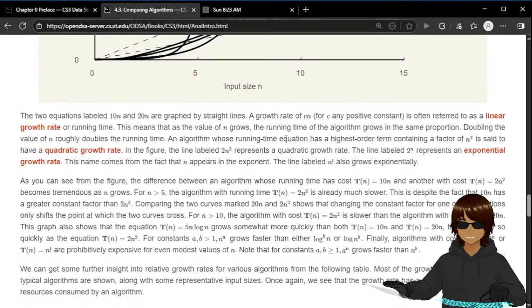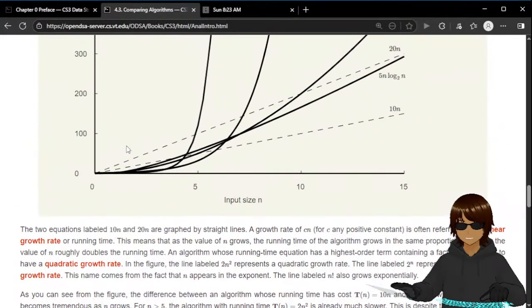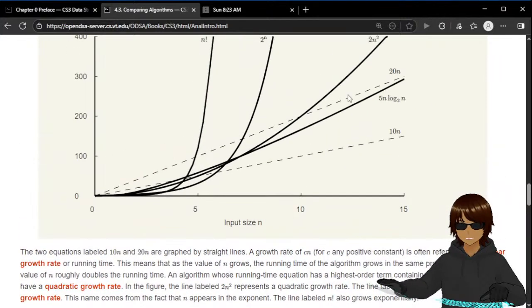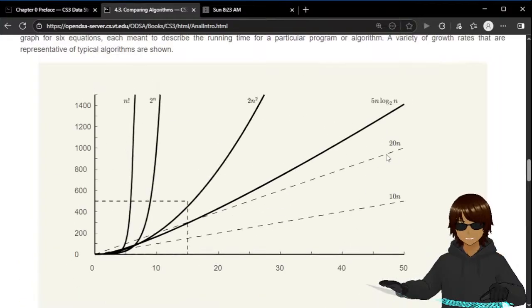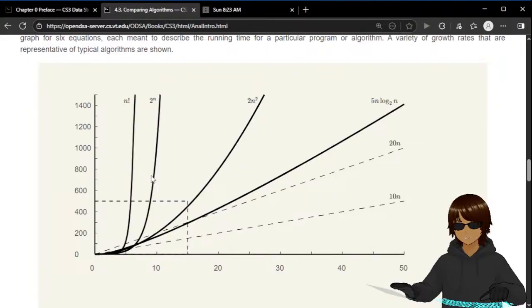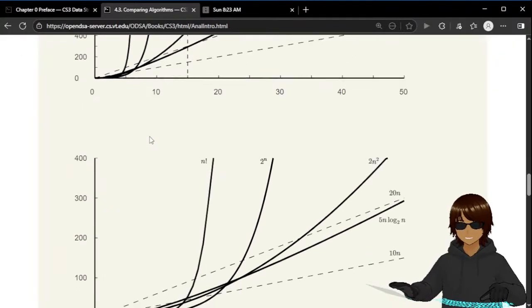An algorithm whose running time equation has the highest order term containing a factor n squared is said to have a quadratic growth rate. So we have a linear growth rate, which is this line and this line, and then we have a quadratic growth rate. We have a logarithmic growth rate. No, this is not logarithmic. I think if you remove the 5n, then we have a logarithmic growth rate. This is an exponential growth rate. This is a factorial growth rate, and factorial is the worst, right?